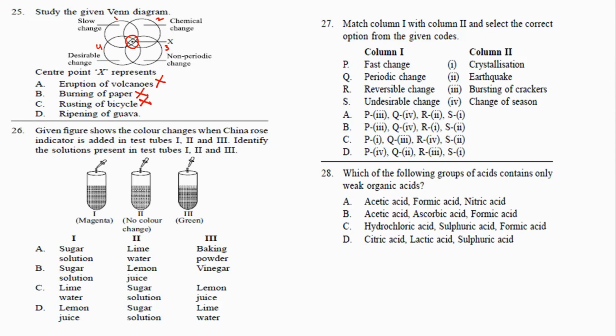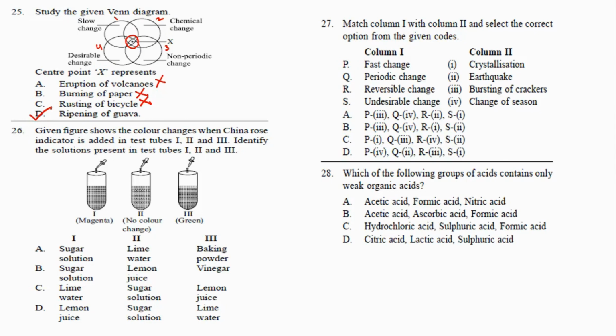And ripening of guava. Ripening of guava, yes, it is a slow change. It is a chemical change. It is a non-periodic change, and definitely we want it, right? It is a desirable change. So D option is our correct answer, right?